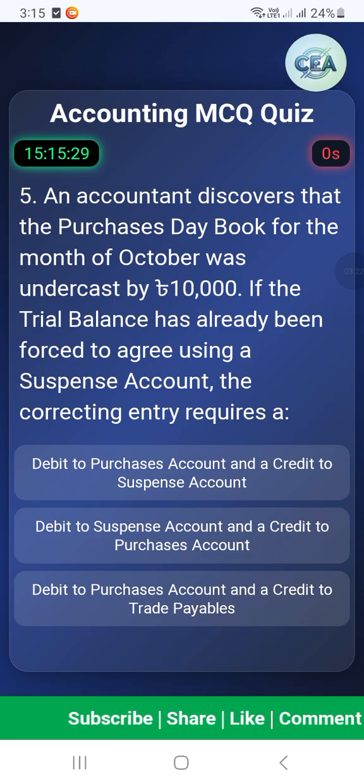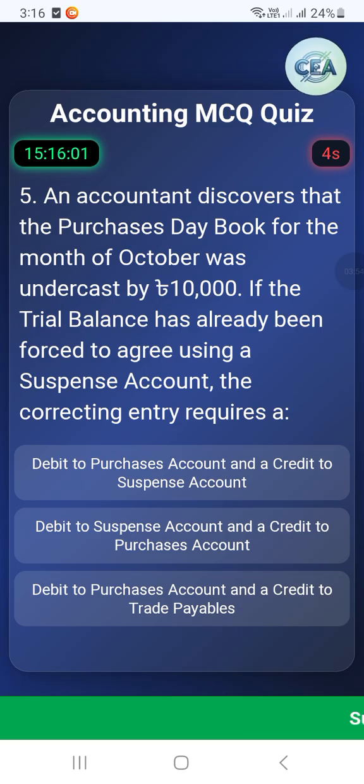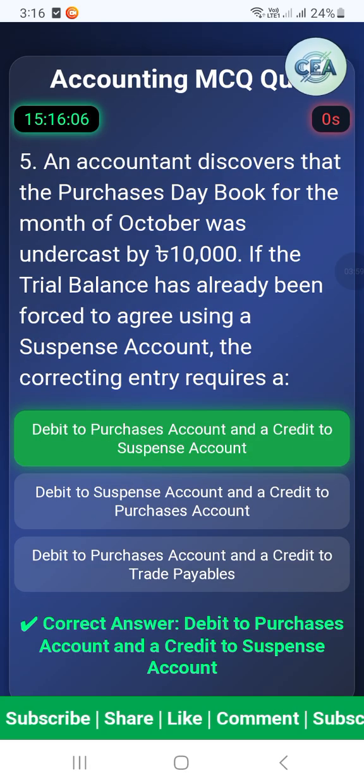5. An accountant discovers that the purchases day book for the month of October was undercast by 10,000 takas. If the trial balance has already been forced to agree using a suspense account, the correcting entry requires: Option 1. Debit to purchases account and a credit to suspense account. Option 2. Debit to suspense account and a credit to purchases account. Option 3. Debit to purchases account and a credit to trade payables. Correct answer is debit to purchases account and a credit to suspense account.